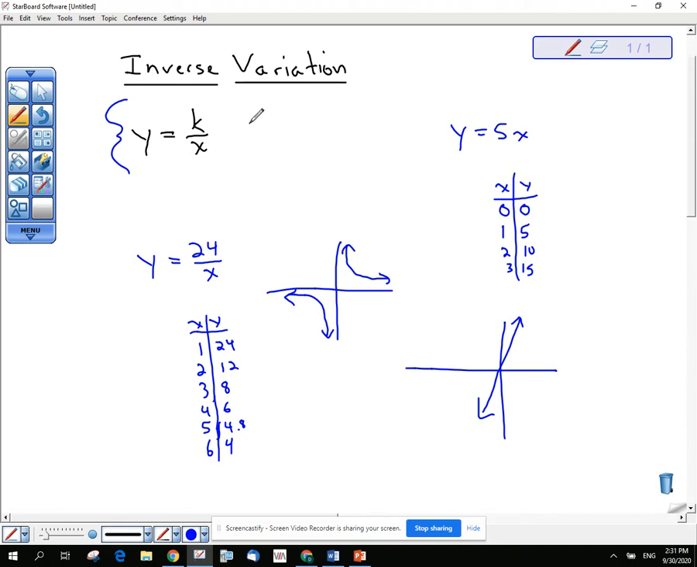A couple things about it. First of all, the K value is called the constant of variation, just like it was in direct variation. There's very little difference between the two, but the subtle difference that there is huge, right? y equals kx and y equals k divided by x. Those are big differences.